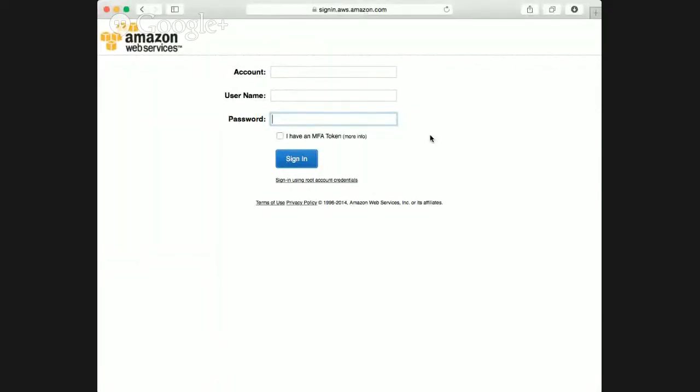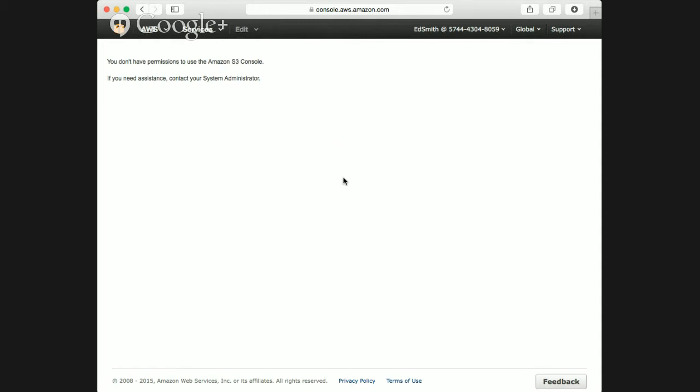So just go to that site, and then you put the account number in here. Username is Ed Smith, S-M-I-T-H, 12, all right? And sign in. And lo and behold, you should see something that looks like this, that says you don't have permissions to see the S3 console. What I did was set up the users to be able to log in, but you don't have any policy permissions on here.